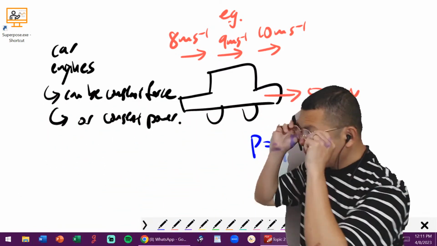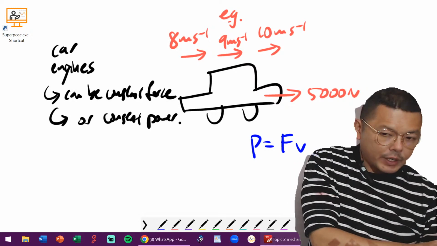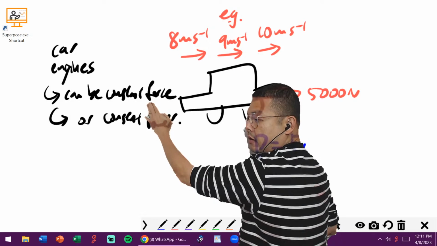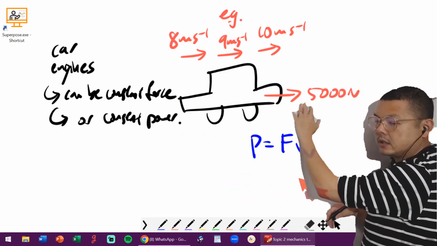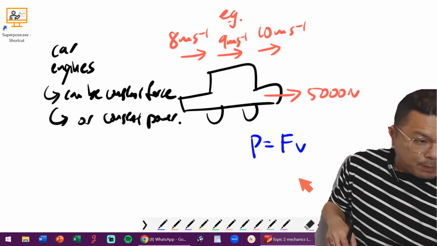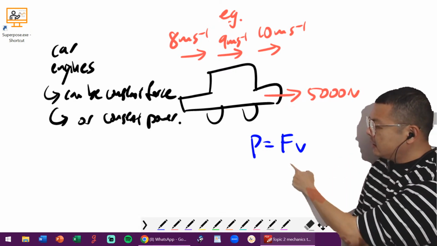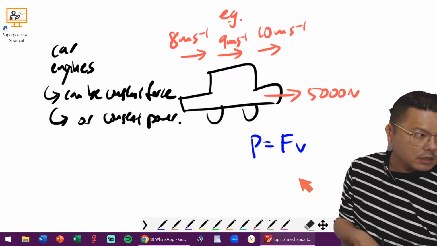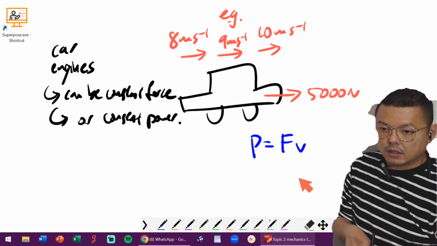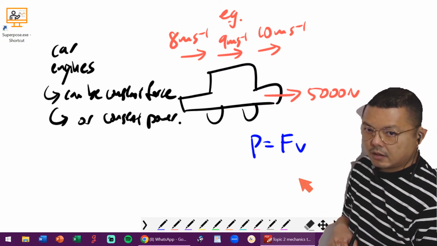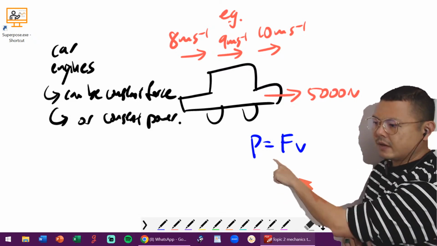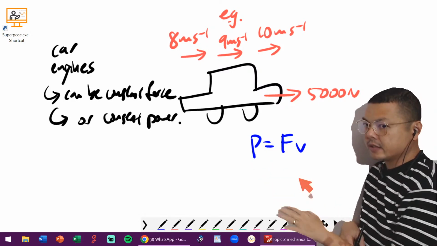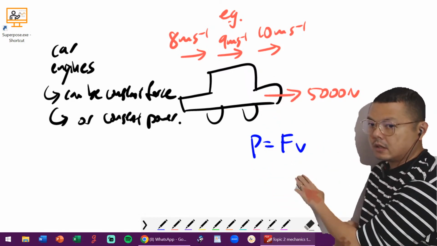When you're solving questions, some questions tell you the force is constant. They tell you constant force, the driving force is 5,000. It is possible that the force is constant, but the power of the car is increasing. You hear what I just said? Because this is the part that confuses a lot of students. How come the force is constant but the power can increase? It can, because the speed is increasing.